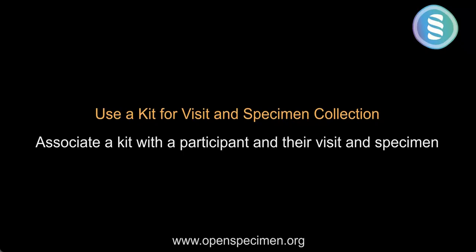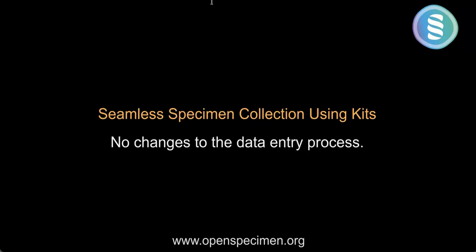So, an important thing to note here is that using a kit does not change the specimen data entry workflow in OpenSpecimen. Users can still follow the same process of registering the participant, creating the visit, and collecting the specimen. Kits simply automate the creation of visit and specimen records by retrieving the predefined specimen requirements once the kit barcode is scanned into the visit name. So this makes the specimen collection faster and more convenient while the users are still familiar with the collection process that happens.